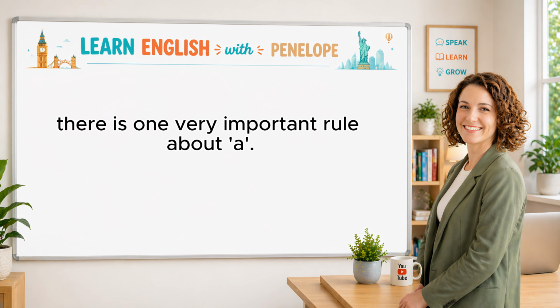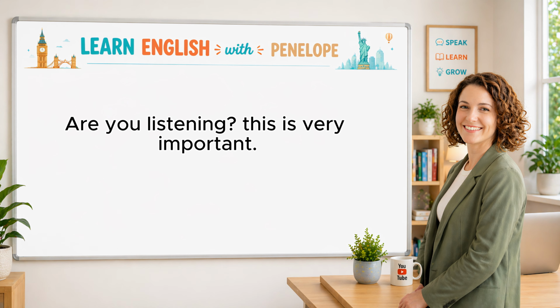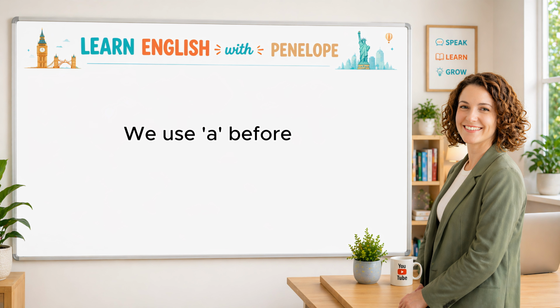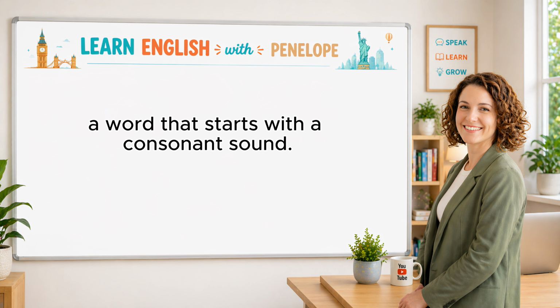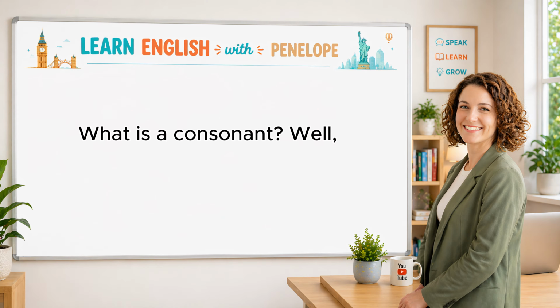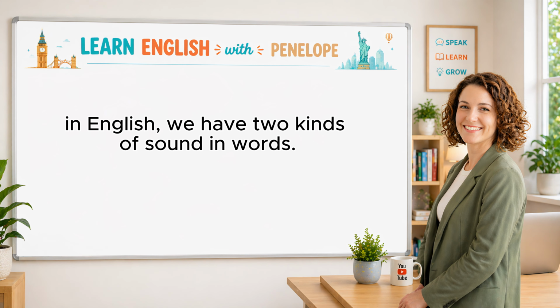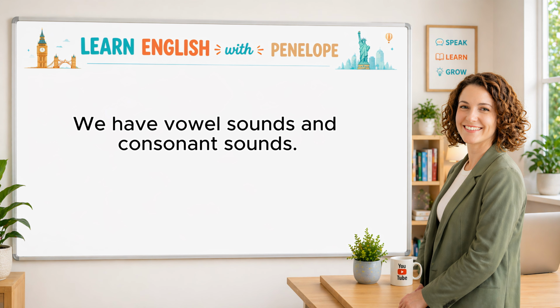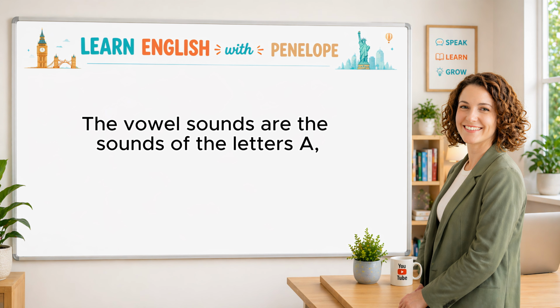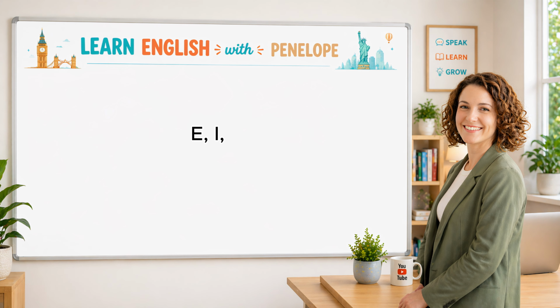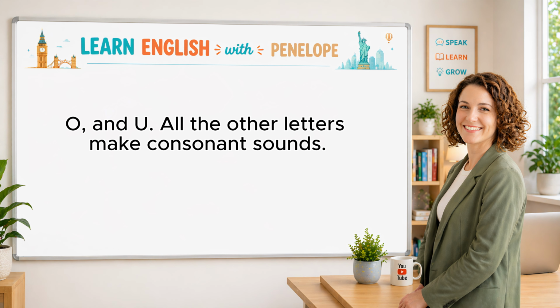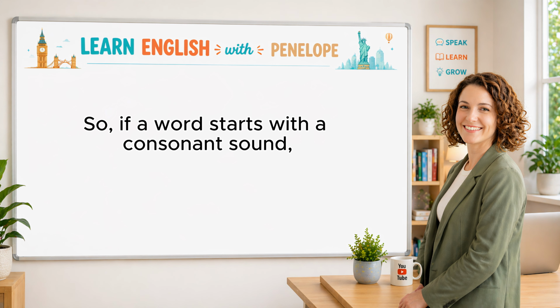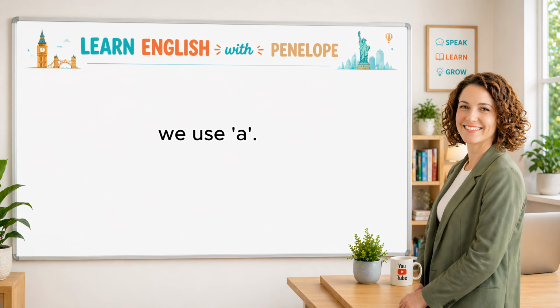Now, there is one very important rule about "a." Are you listening? This is very important. We use "a" before a word that starts with a consonant sound. What is a consonant? Well, in English, we have two kinds of sounds in words. We have vowel sounds and consonant sounds. The vowel sounds are the sounds of the letters A, E, I, O, and U. All the other letters make consonant sounds. So if a word starts with a consonant sound, we use "a."